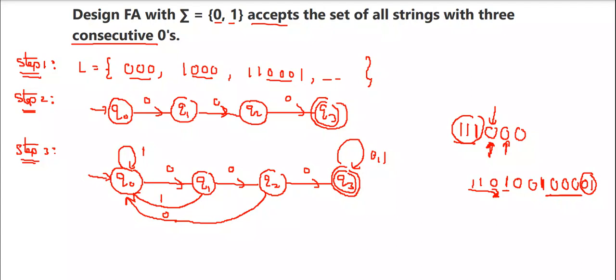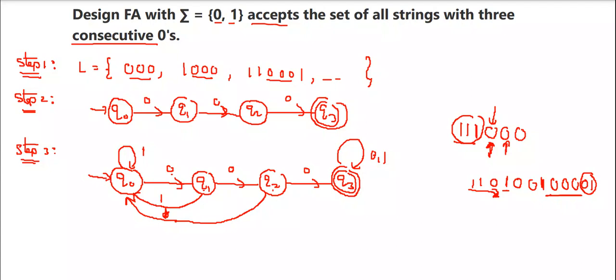Okay, here I have discussed all the possibilities. On Q0 I have discussed 0 and 1. On Q1 I have discussed 0 and 1. On Q2 I have written 0 and 1. And finally on Q3 I have discussed both 0 and 1. That means on all the states, all the input symbols are properly defined. Now this is the DFA which accepts the strings consisting of 3 consecutive zeros.